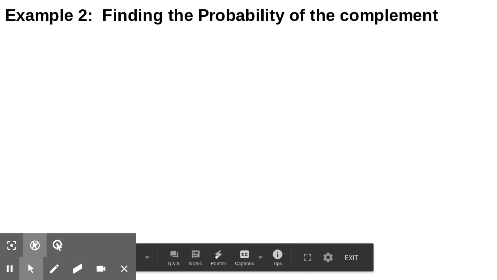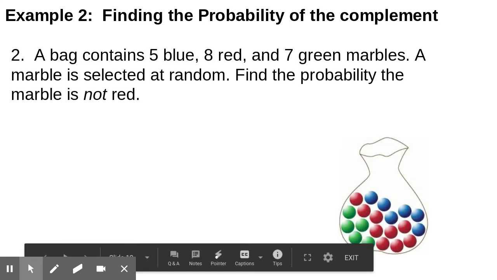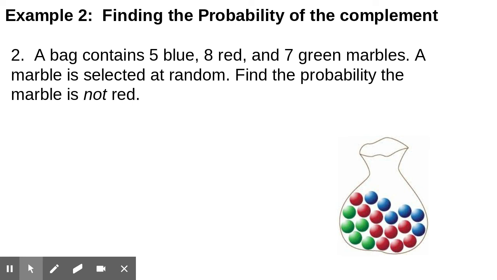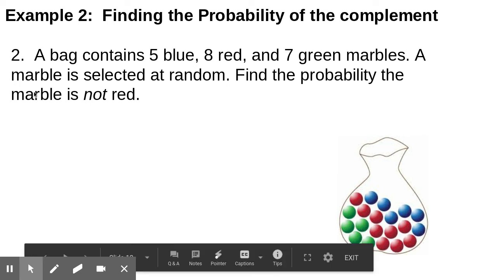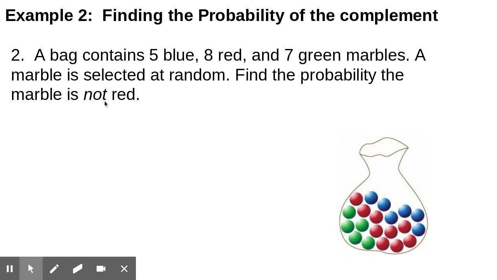Okay, let's try another example. Here's a bag of marbles. There's 5 blue marbles, 8 red marbles, and 7 green marbles. Technically, that bag does not have 5 blue, 8 red, and 7 green. So don't look at the picture, but the picture that I found has those colors in there. Okay, so a marble is selected at random. Find the probability that it is not red.